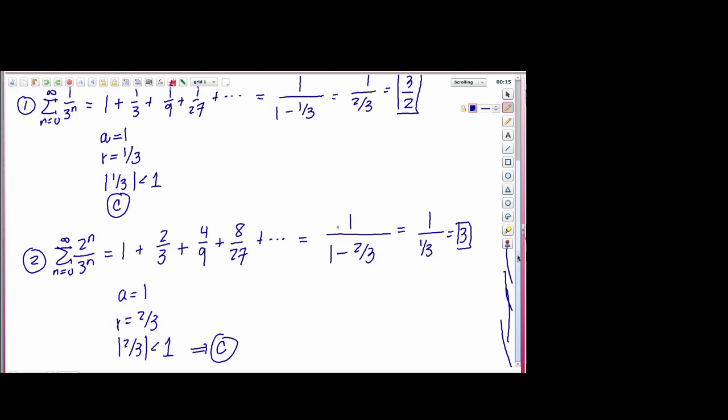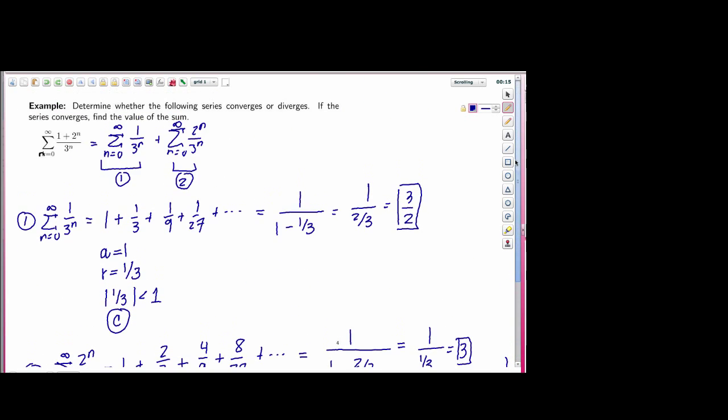So the sum of the first series is 3/2, and the sum of the second series is 3. That means the overall series also converges, and the value of the sum is equal to 3/2 plus 3. 3 is 6 over 2, so this gives us an overall sum of 9/2, or 4.5. So the key to this one was breaking it up and looking at the series as two individual sums. We were able to see that each of these was geometric, so we could use our formula individually and then go back and say that the overall series converges.